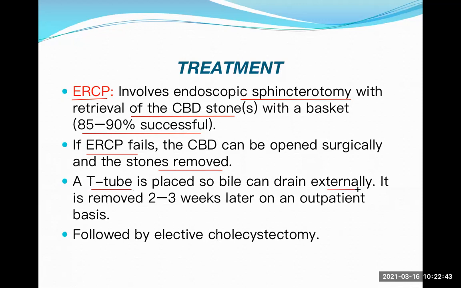We want to give a bit of healing time for that common bile duct because it is injured, it is damaged during surgery. That's why the T tube is placed, and it is removed after 2 to 3 weeks. This is followed by elective cholecystectomy, or sometimes the surgeon can remove the gallbladder right then also.